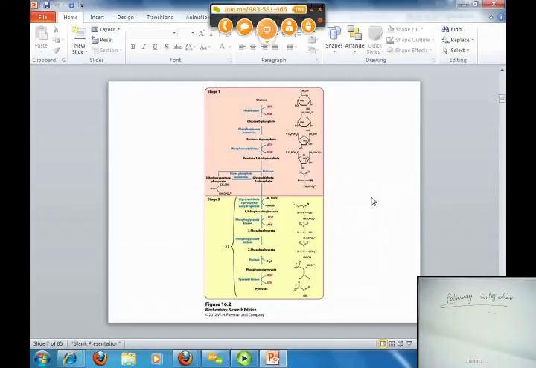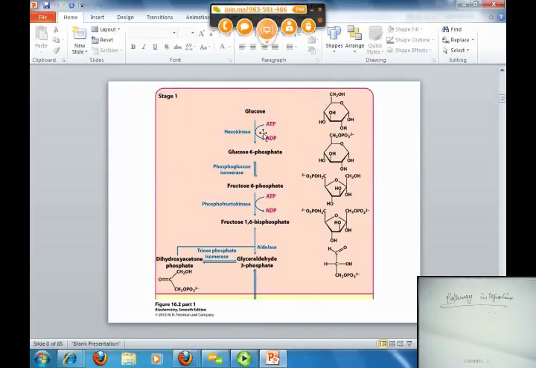Now this is a big picture of stage one. We'll see what happened in stage one. Hexokinase, glucose 6-phosphate, phosphoglucose isomerase, fructose 6-phosphate, and then phosphofructokinase, ATP to ADP, another molecule of ATP is added at the first position, fructose 1,6-bisphosphate, and this is the aldolase reaction where it is being cleaved, the 6 carbon unit will become two 3 carbon units, dihydroxyacetone phosphate and glyceraldehyde 3-phosphate. You have a triose phosphate isomerase reaction and now you get the end of stage 1.